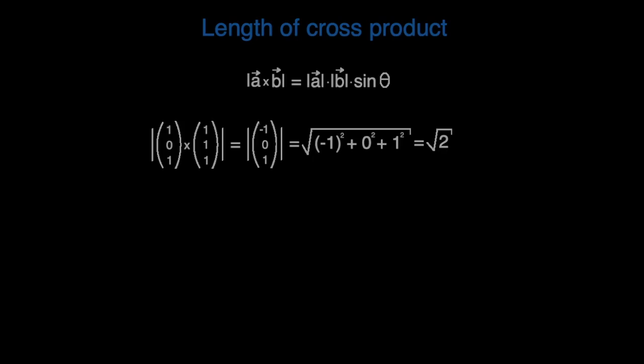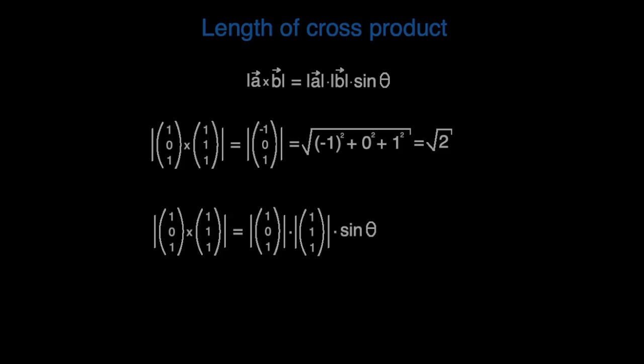Let us now use the new method of finding a length of vector product. Here we get the length of (1, 0, 1) cross (1, 1, 1) is equal to the length of (1, 0, 1), times the length of (1, 1, 1), times sine theta, where theta is the angle between the two vectors. Obviously, the length of (1, 0, 1) is square root of 2, using the length formula. Similarly, the length of (1, 1, 1) is equal to square root of 3. We are left to find sine theta to determine the length of the cross product.